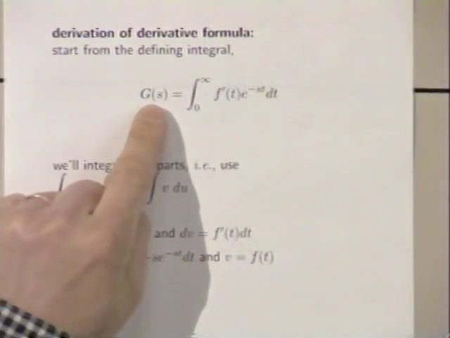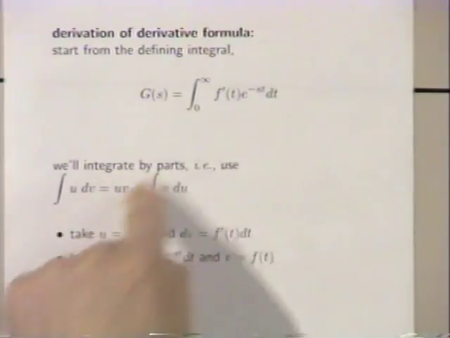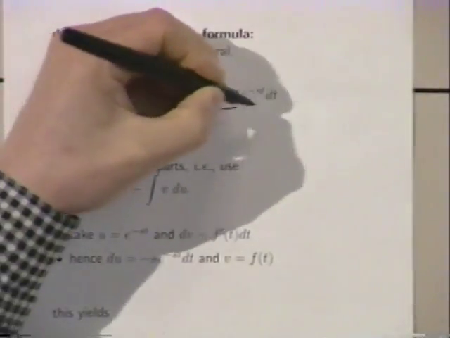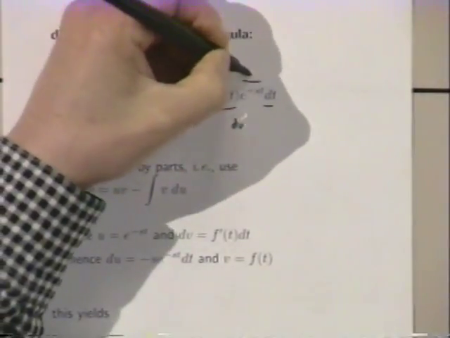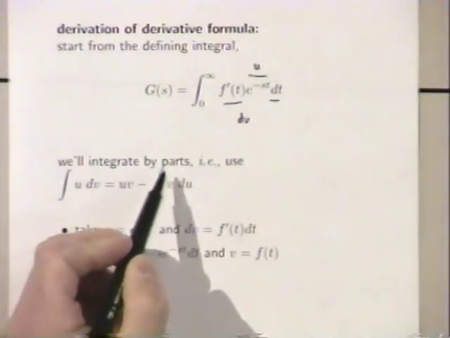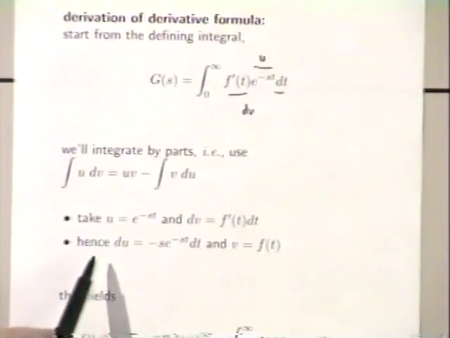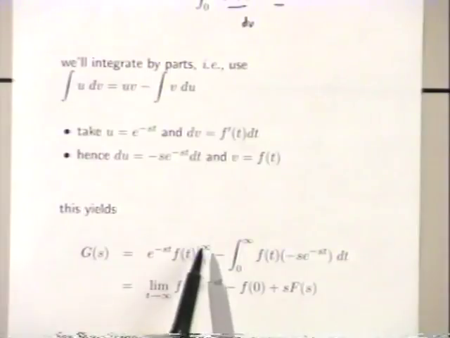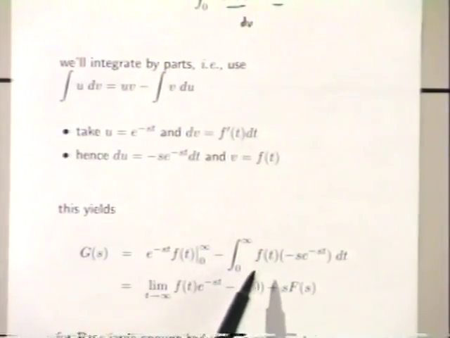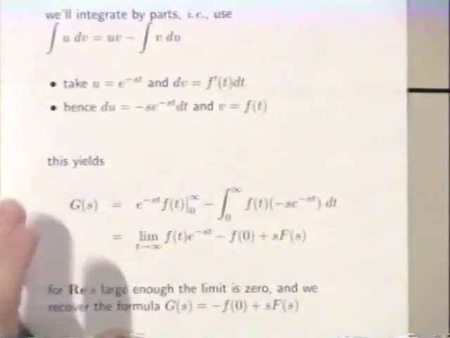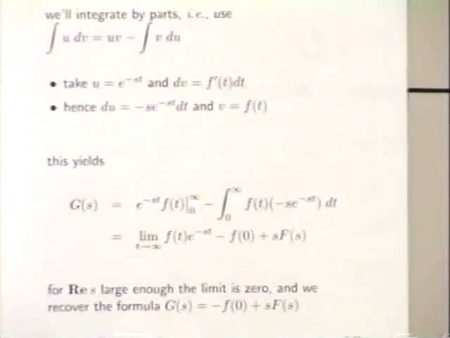Here's G of s. That's the Laplace transform of the derivative. Now we're going to integrate by parts. So I'll make this my dv, and that's my u. So I get, this is it. The integral of u dv is uv minus integral v du. And when I plug that in, I get uv, here's uv, evaluated from infinity to 0, minus integral v du. And I work this out, and it all just pops right out. Okay? And you get this.